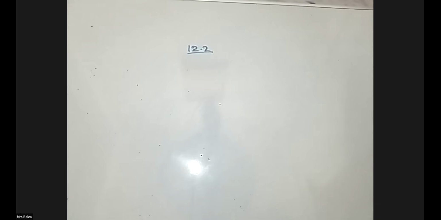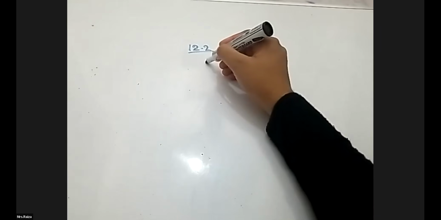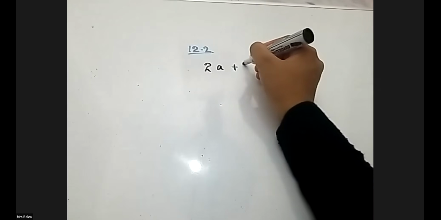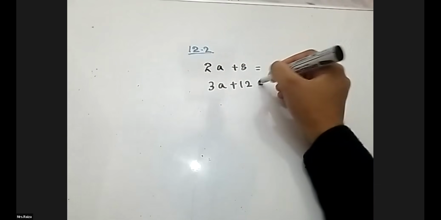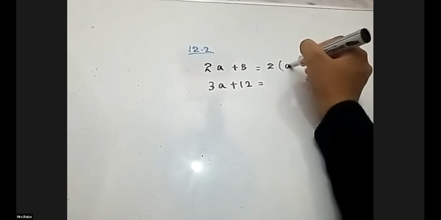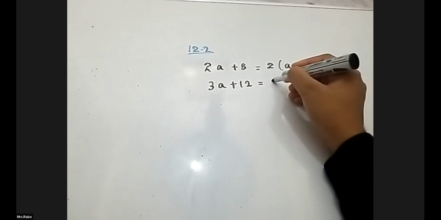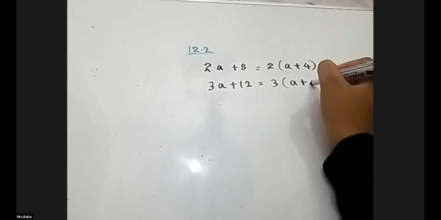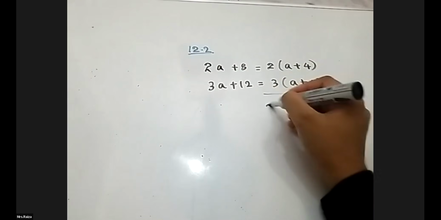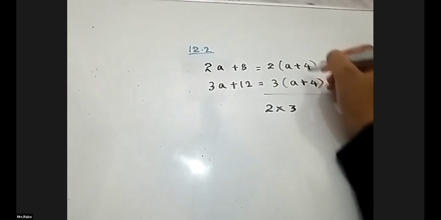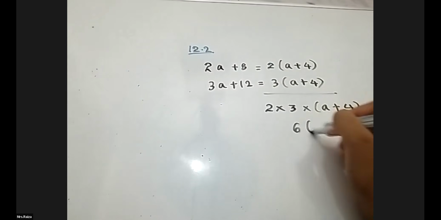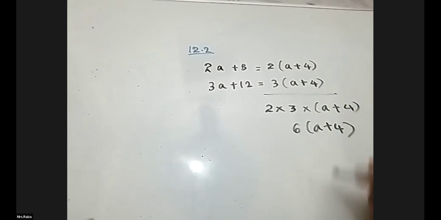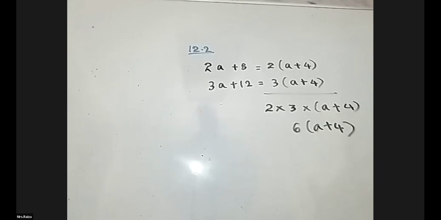Very good. Excellent. Look at the board. 2a plus 8, 3a plus 12. Take the common factor out. 2 is common, a plus 4, 2 times 4 is 8. 3 is common, a plus 4. Now can you see 2 into 3, a plus 4, a plus 4. Take only one a plus 4 out. You are getting 6 into a plus 4. This is the LCM.